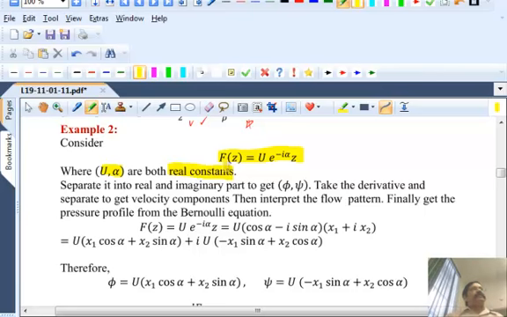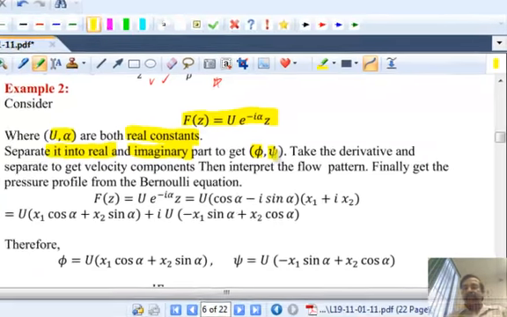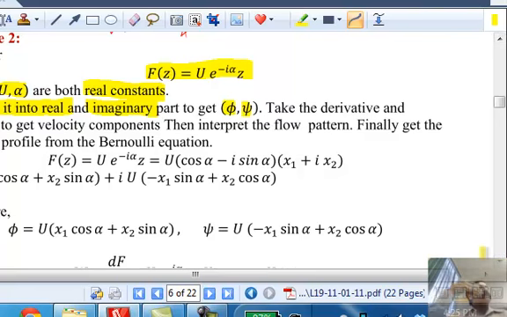It is still a linear function in z. So the process is the same. Separate it to get the real and imaginary parts, to get phi and psi. Then take the derivative, separate it to get the velocity components, v1 and v2. Or you can take the derivatives of the stream function and velocity potential. Any method that works. There are three methods of getting the velocity components: from the complex potential, or from phi and psi by using the defining equations for phi and psi. But the first thing that we need to do is expand it.